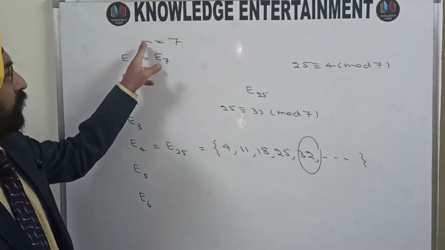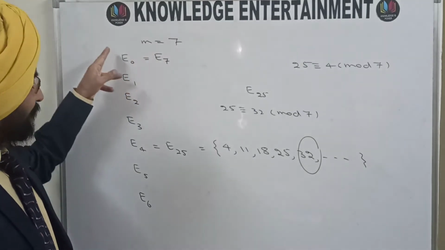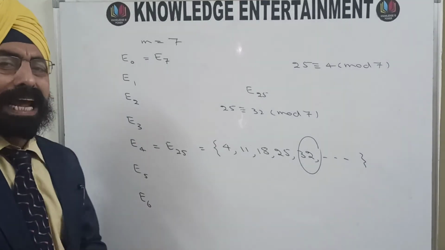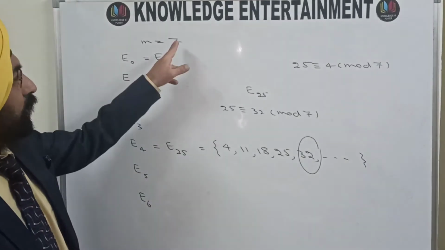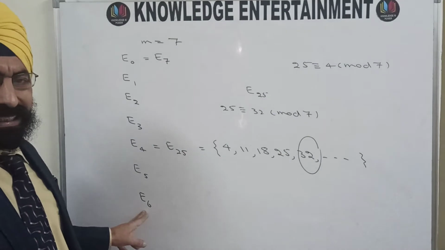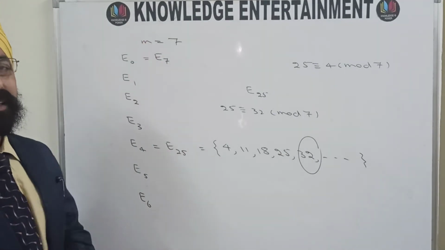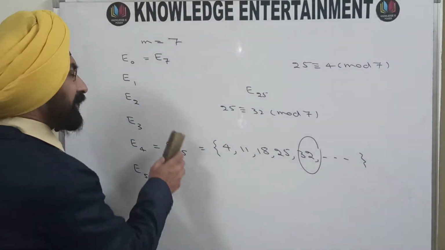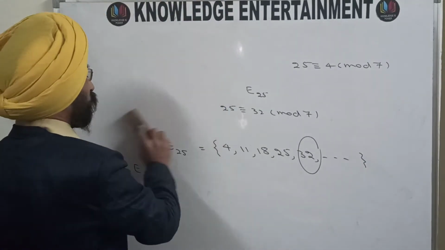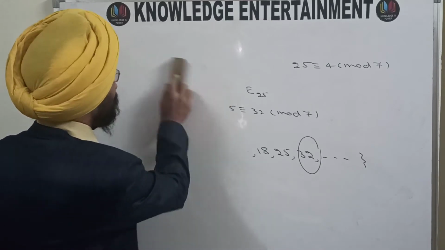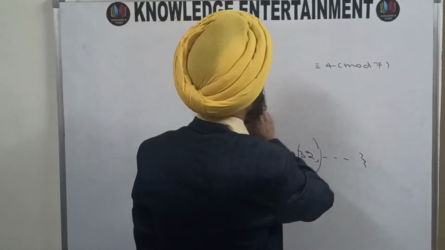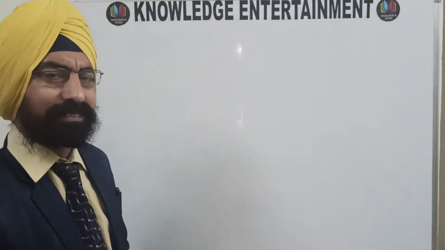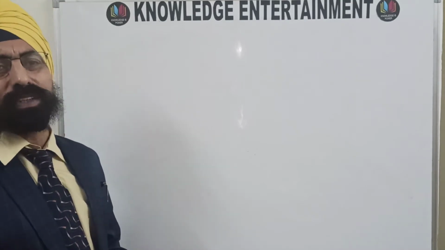So if you are working with modulo m, then there are exactly m residue classes, namely E0, E1, E2, E3 up to Em minus 1 in general. Here I am talking about modulo 7, so the last class is E6. Otherwise, in general you can say Em minus 1. These are residue classes, not a residue system. What a residue system is, we will discuss later on. But before moving on to the residue system, let us have some typical properties of these residue classes.